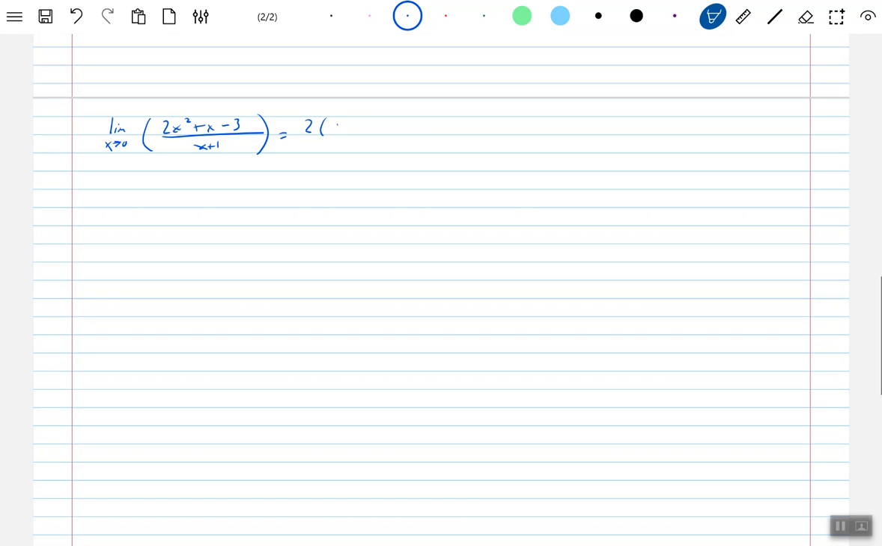So you go to 2 times 0 squared plus 0 minus 3 over 0 plus 1, which is equal to 0 plus 0 minus 3 over 1, which is equal to negative 3. Oh wait, well, that was it.